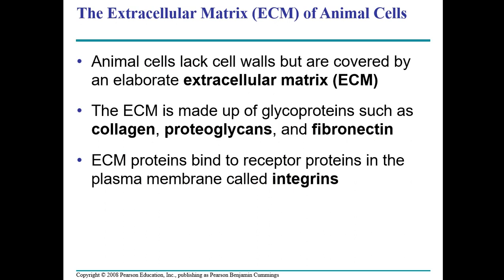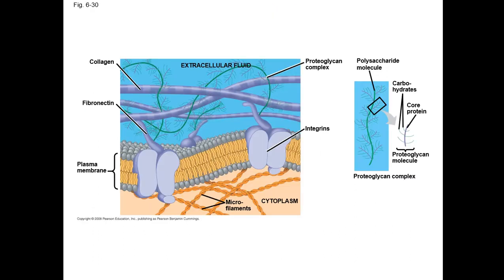Okay, animal cells lack cell walls but are covered by ECM. Okay? So, animal cells, wala silang cell walls, pero meron silang ECM. ECM is made up of glycoproteins, sugar, and proteins like collagen, proteoglycans, and fibronectin. ECM proteins bind to receptor proteins in the plasma membrane called integrins. Okay, so integrins.